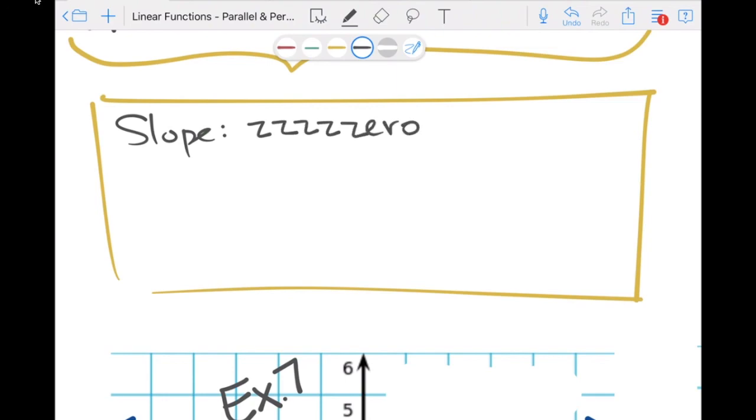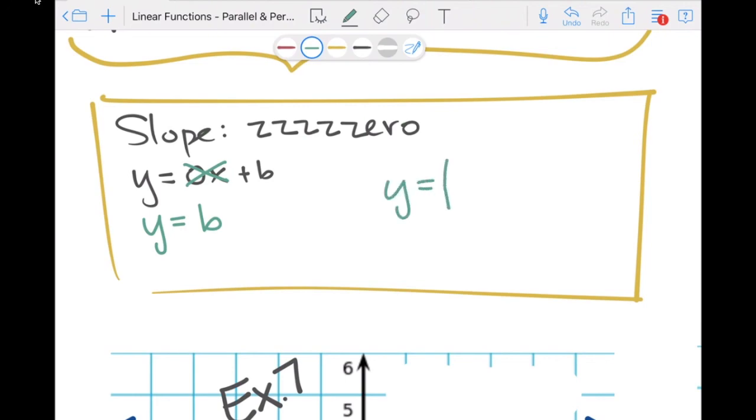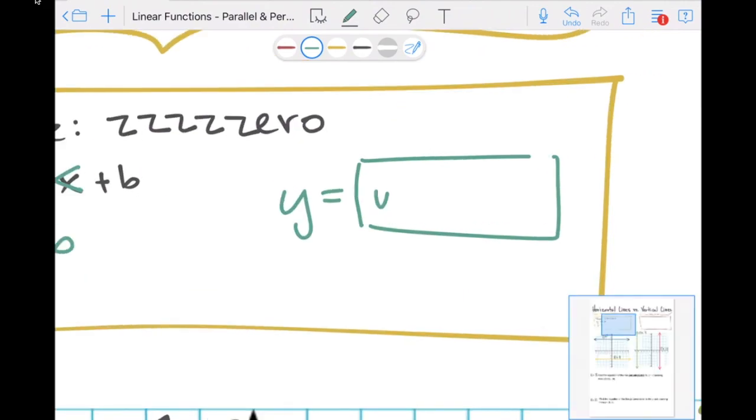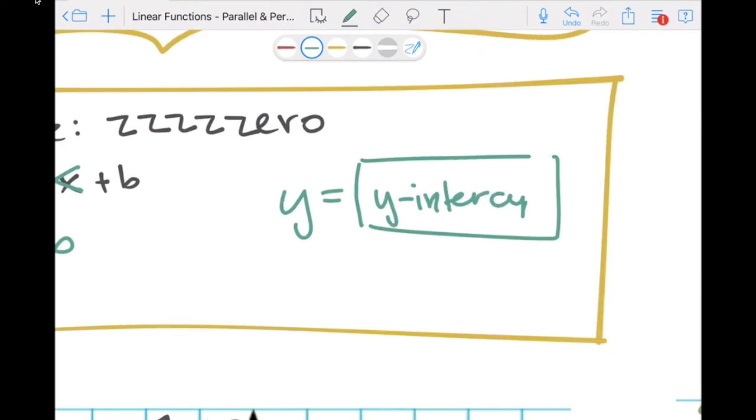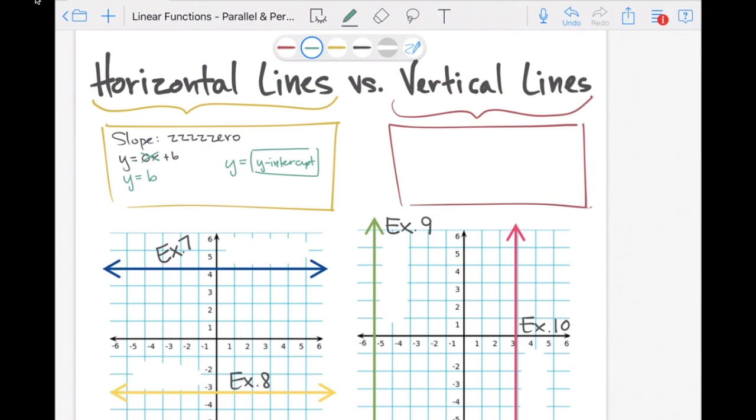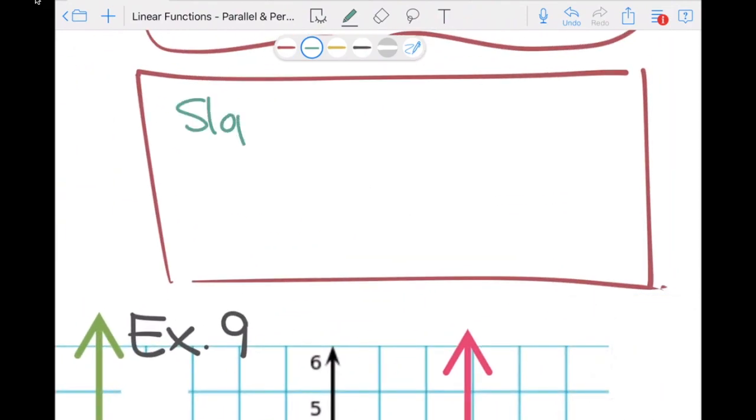If that helps you remember, great. If it doesn't, you don't have to use it. But the slope of a horizontal line is 0. Another way to look at that is to think about if you plugged in a 0 for the m value. That would make this term completely cancel out, and the only thing remaining in the equation is the y-intercept. That's the rule for horizontal lines. The equation for a horizontal line is always y is equal to, and then this number here is always going to be the y-intercept.